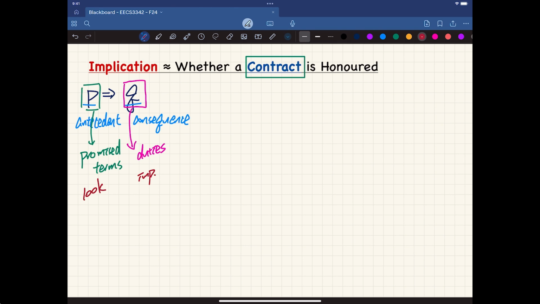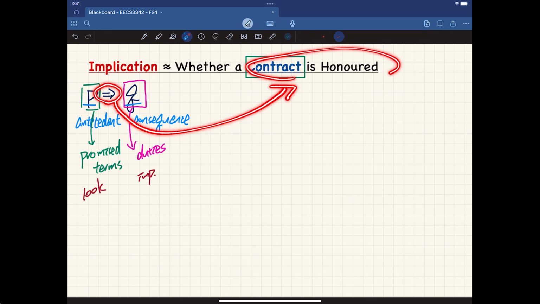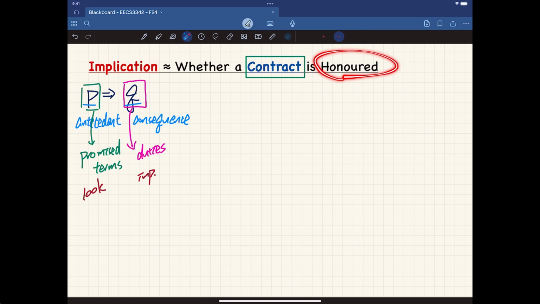And we want to use this analogy here to understand what it really means for the truth table for implication. Now think about the implication being true as corresponding to whether or not the contract is actually honored. If the contract is honored, the result for the implication should be true. If it is not honored, if it's breached, then the implication should be false. Okay, let's start with the simplest one.